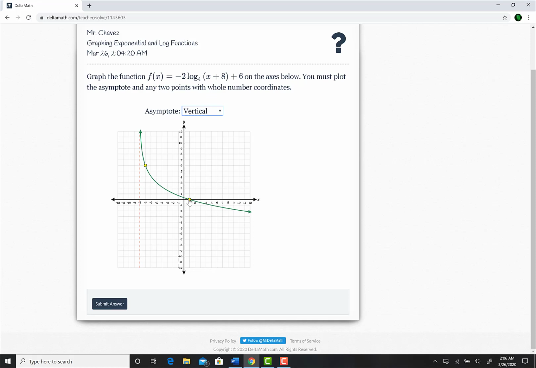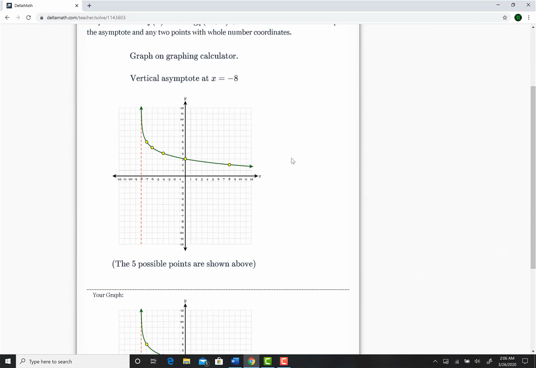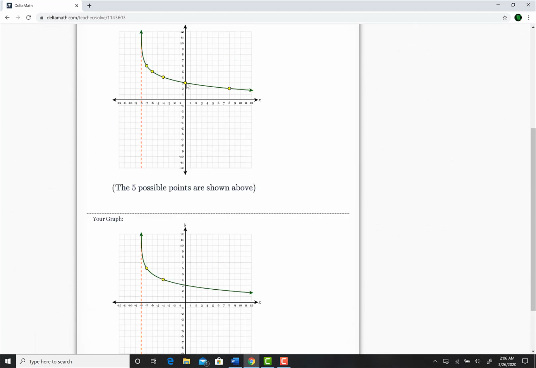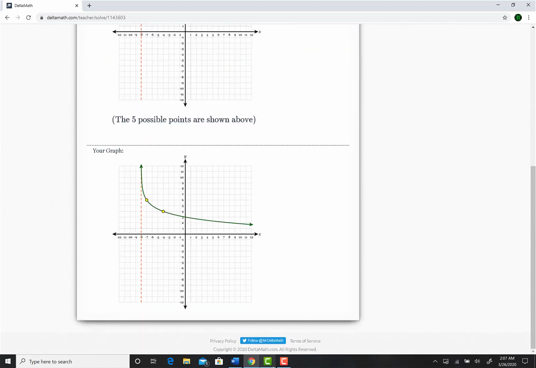So what was the x value that we put in? Negative 4. And the y value we get is 4. And there it is, negative 4, 4. And we push submit, and let's see. See, they're not bad, guys. It gives you some notes here. But look at all the different points you could have chosen. So yeah, not that bad. All right, cool.